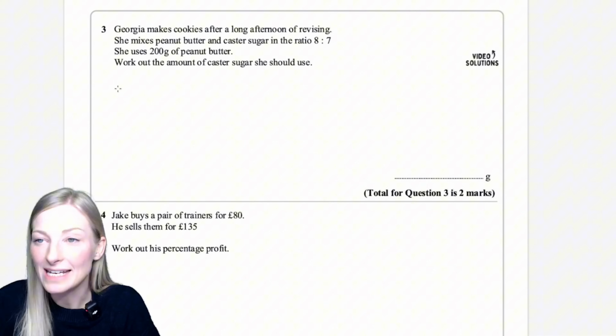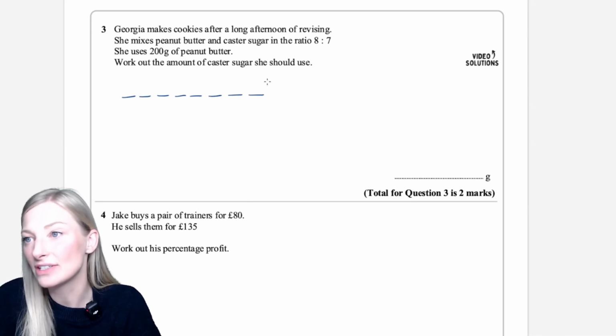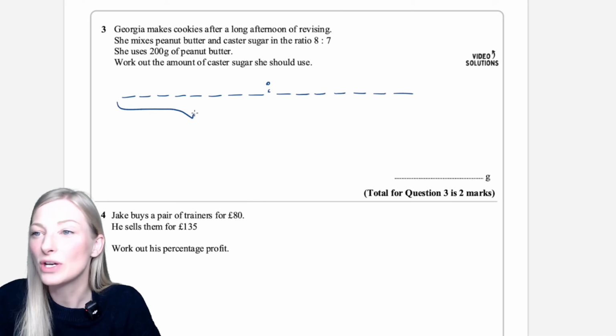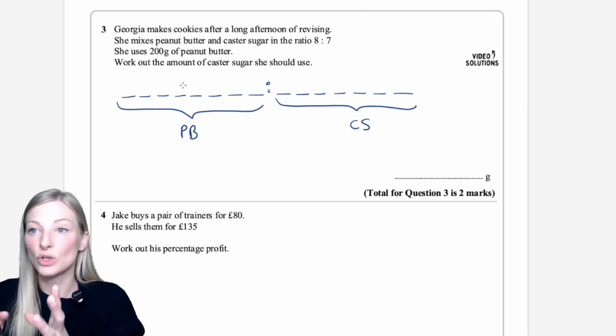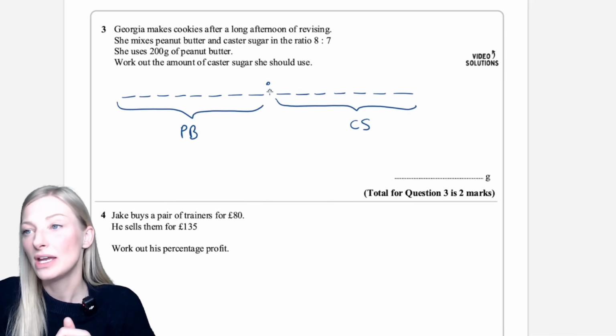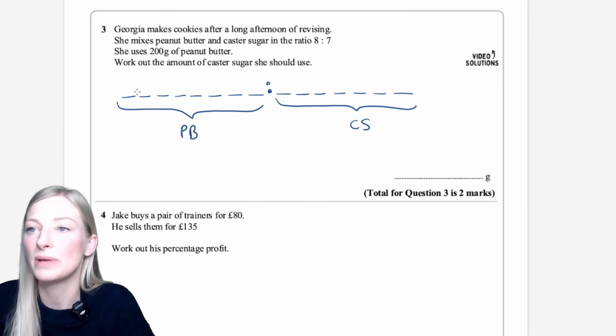So if our ratio is 8:7, I find it easiest to visualise this if we go 1, 2, 3, 4, 5, 6, 7, 8 on this side, and 1, 2, 3, 4, 5, 6, 7 on this side, where we know that these piles represent the peanut butter and these piles represent the caster sugar. So the peanut butter is just on the left-hand side of that ratio. It's not all of it. We're not going to divide by all of the piles because it's just going on the peanut butter side.